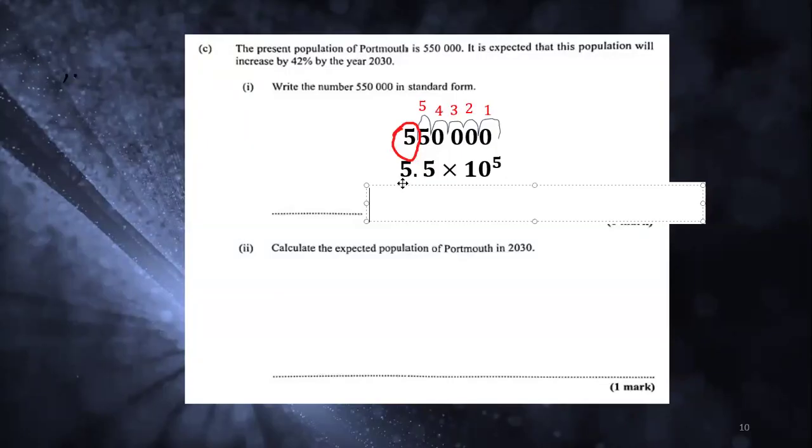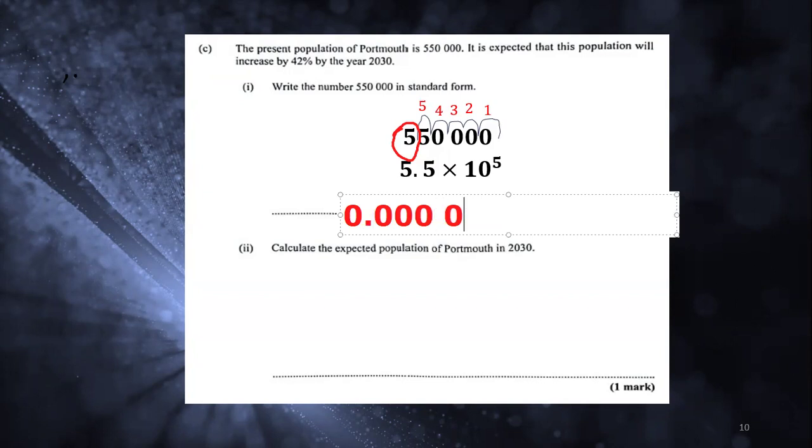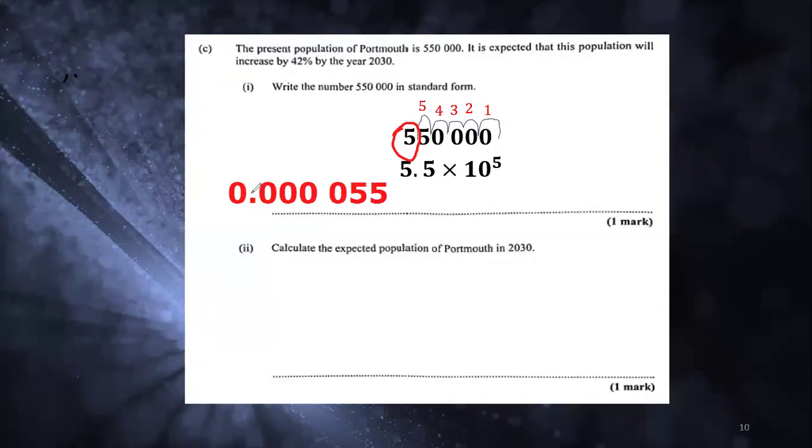So let's check it out. It's going to be, let's say, 0.000005. Put the 5 here. In this case, what would the number look like? We can't go to the left because if we go to the left, there are no non-zero digits to the left. There's just more zeros.